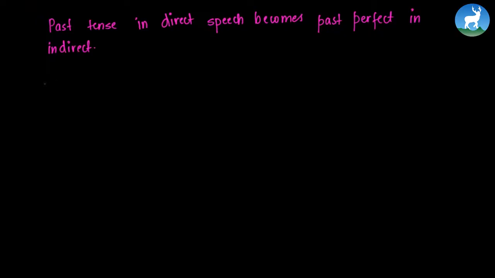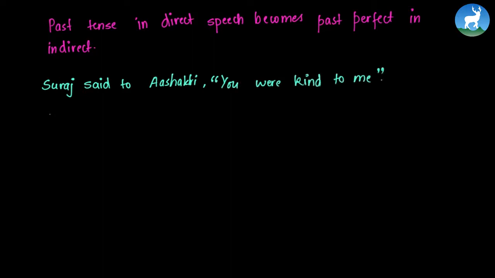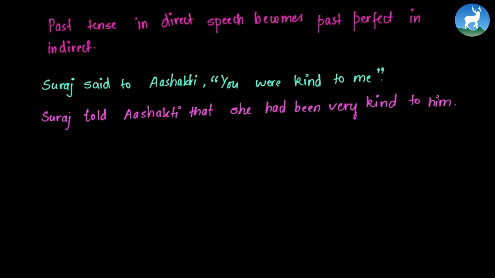For example, the direct speech is Suraj said to Ashakti, you were kind to me. This is in simple past tense. Now we will convert this sentence into indirect speech. Suraj told Ashakti that she had been very kind to him. Now we've converted the sentence into past perfect tense when we changed the direct form of speech to indirect form.